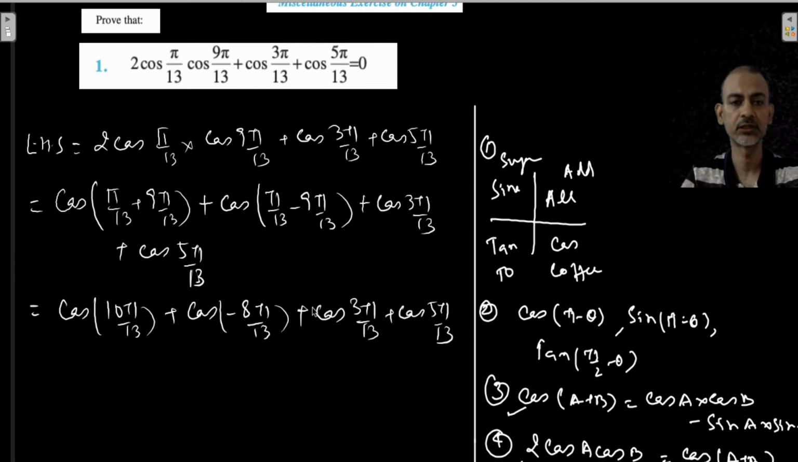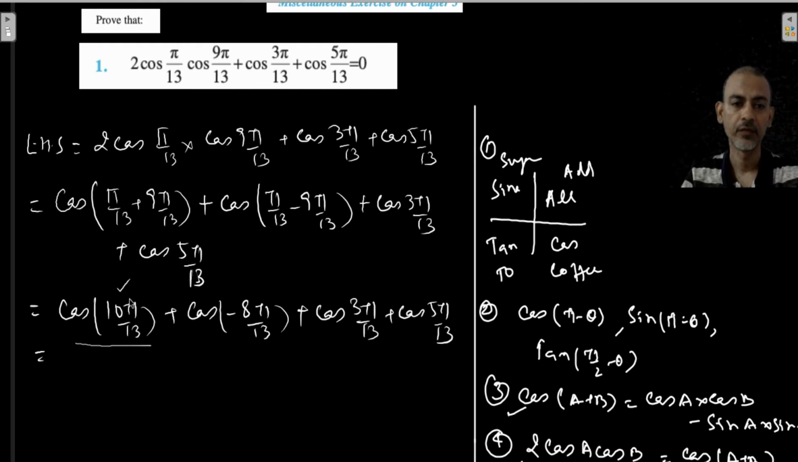These two terms I'm just writing down again and again. Now look at this cos 10 pi by 13 very closely. You know that we need to get this expression to 0. So something needs to be done around here so that either something gets cancelled out or we are reduced to something like maybe cos pi by 2, which is not looking like the case.